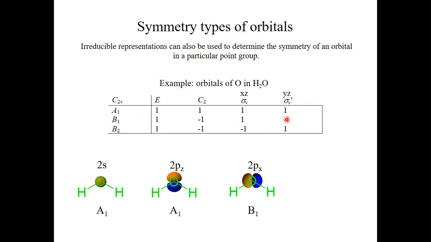So now let's go from the 2px to the 2py. So the 2py orbital stands perpendicular to the paper plane. So one lobe points out of the paper plane and the other lobe points into the paper plane. So you see that in this case, the orange lobe points to the front and the blue lobe points to the back.